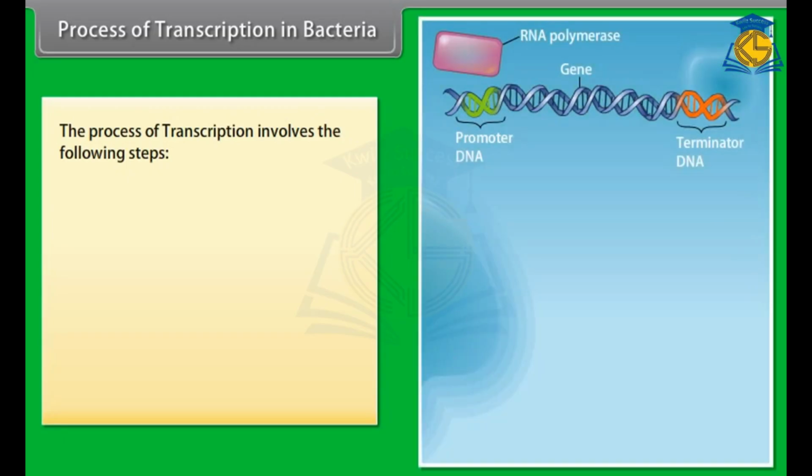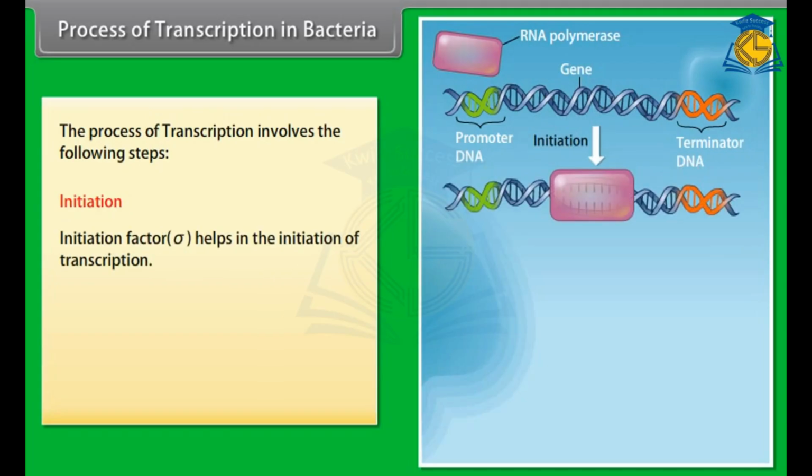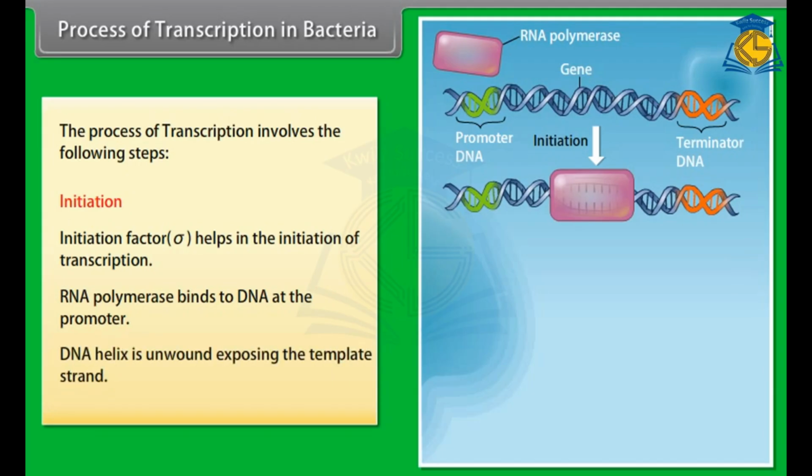Process of transcription in bacteria. The process of transcription involves the following steps. Initiation. Initiation factor helps in the initiation of transcription. RNA polymerase binds to DNA at the promoter. DNA helix is unwound, exposing the template strand.